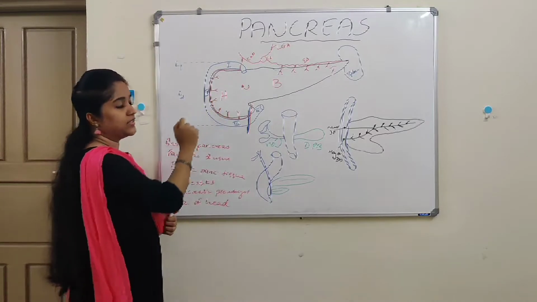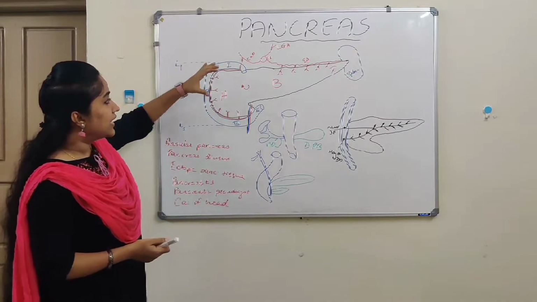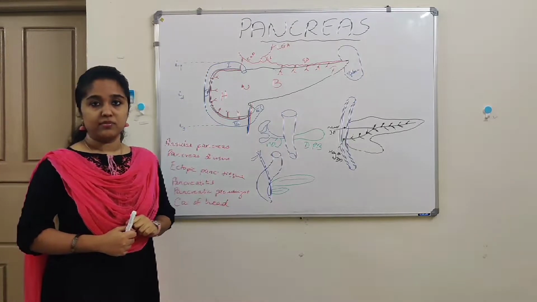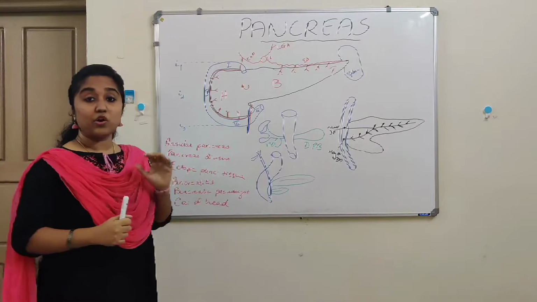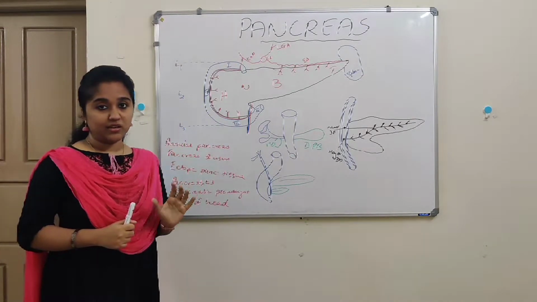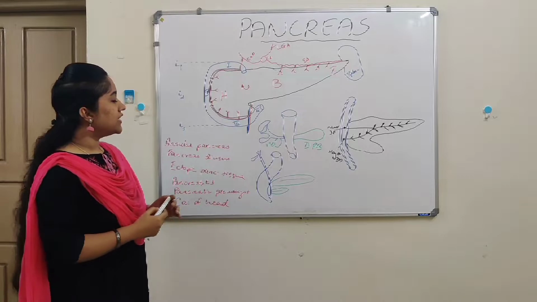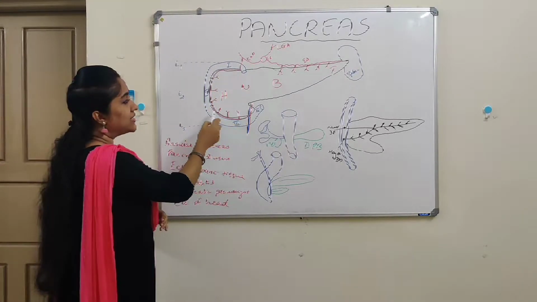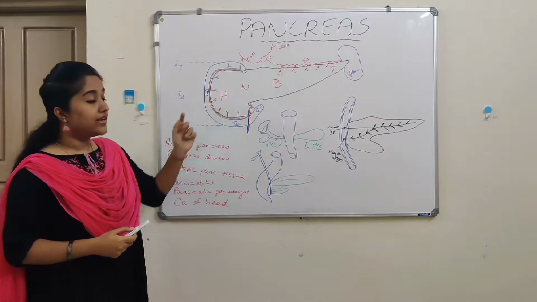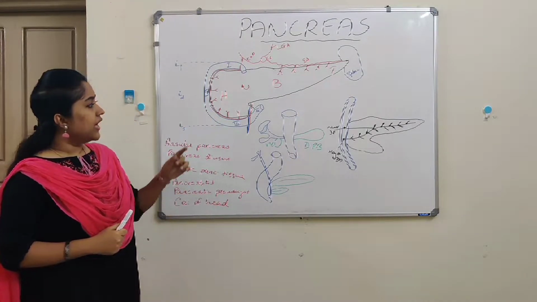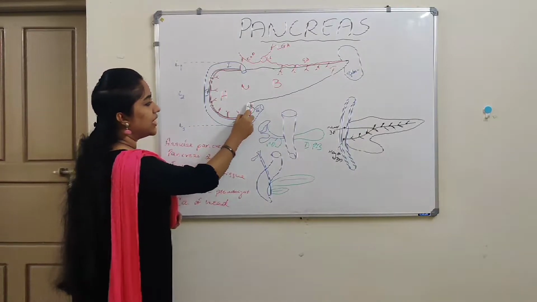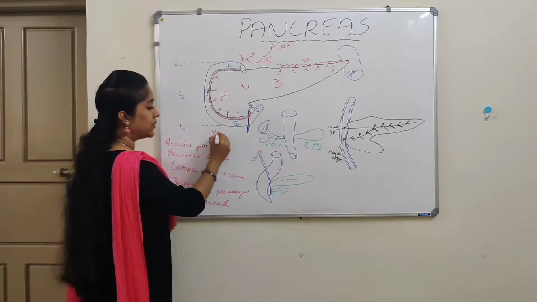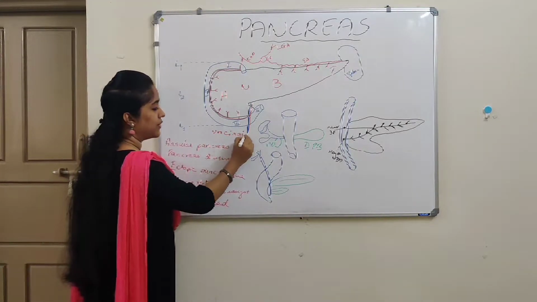The first is the head. You can see here, the head is clasped between the first, second and third parts of the duodenum. So the head lies within the concavity of the first, second and third part of the duodenum. And you can see an anastomotic arcade, that is the pancreaticoduodenal anastomotic arcade, between the head and the duodenum. And there is a small projection arising from the lower part of the head, that is known as the uncinate process.